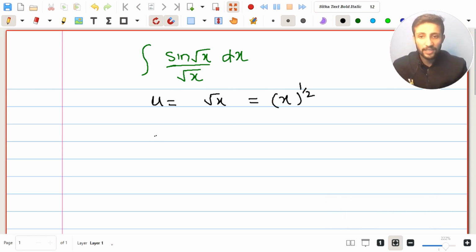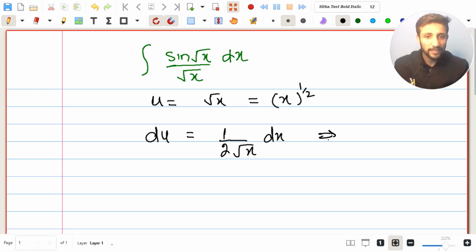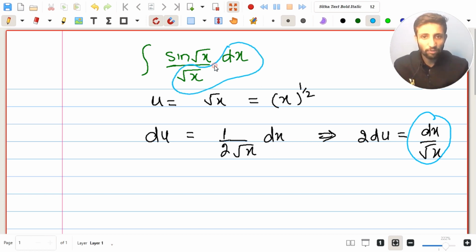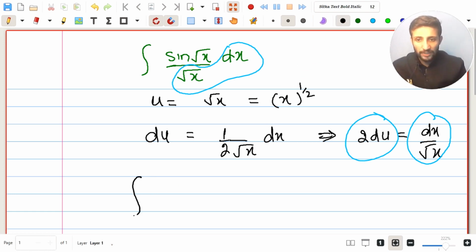So if I take the derivative of this u, I will get du equals 1 over 2 root of x times dx. Now by rearranging this equation, I will get 2 du equals dx over root of x. Now see this dx over root of x is equal to 2 du. Now substitute the values, you will get sine of u times 2 du.